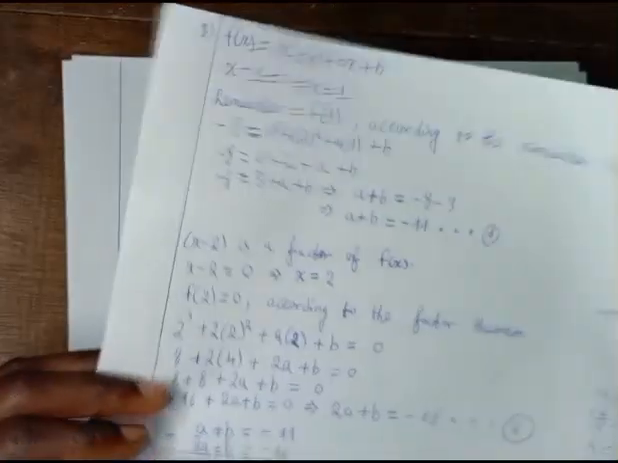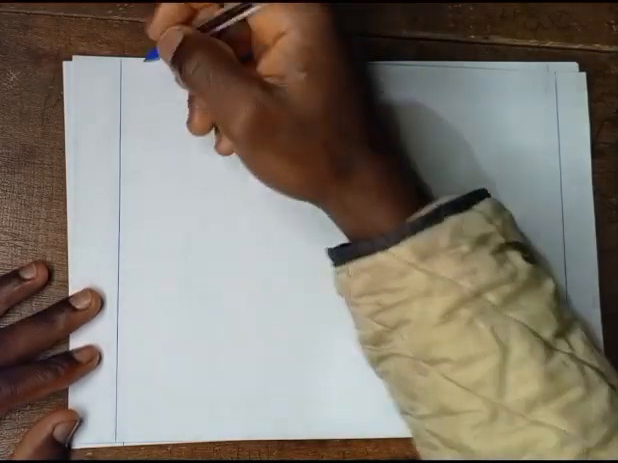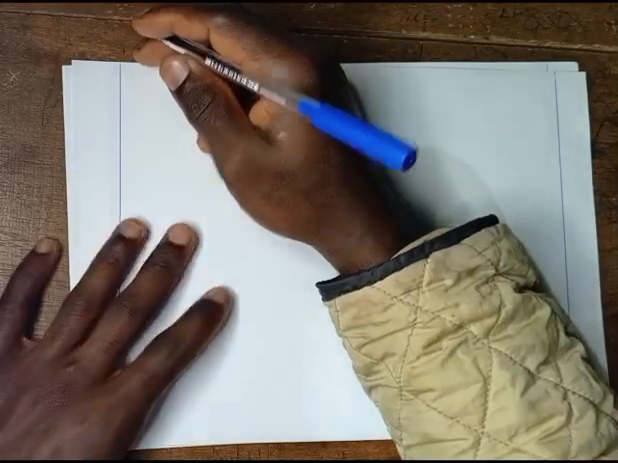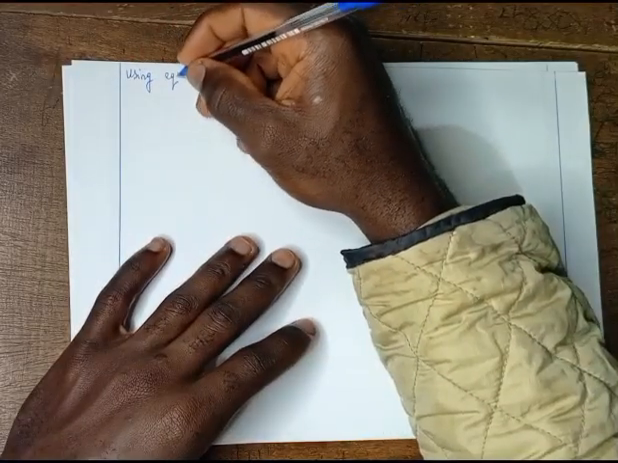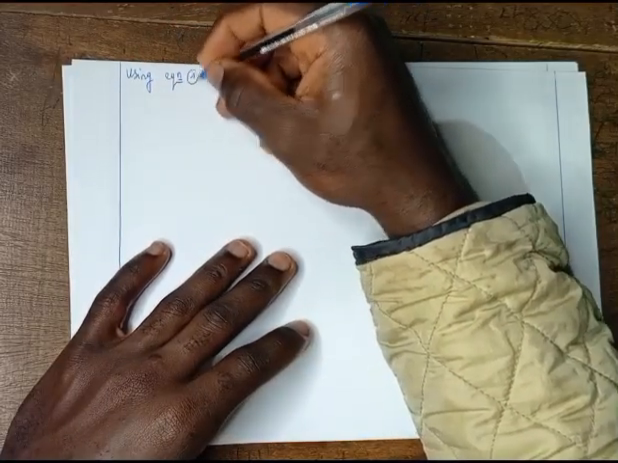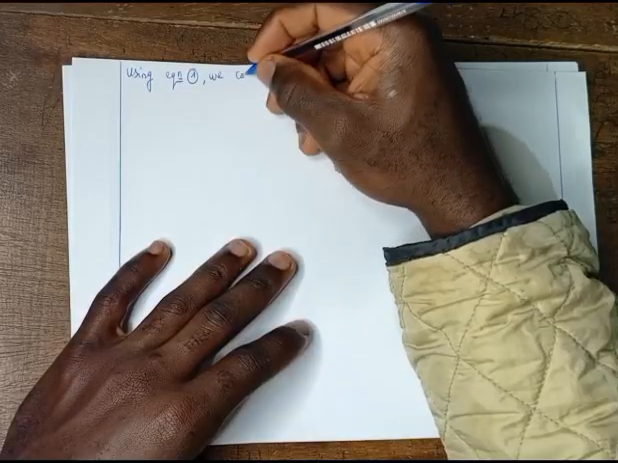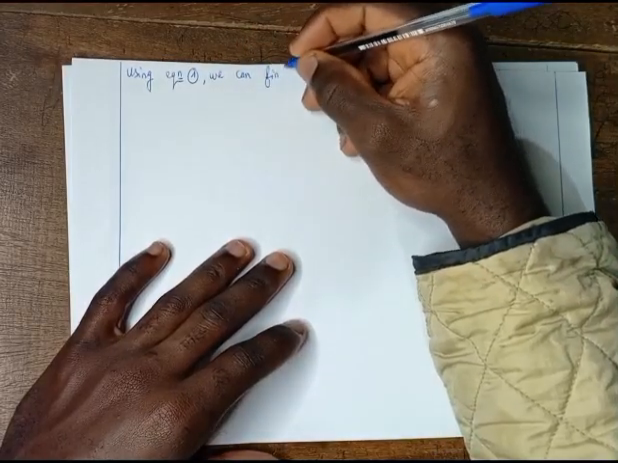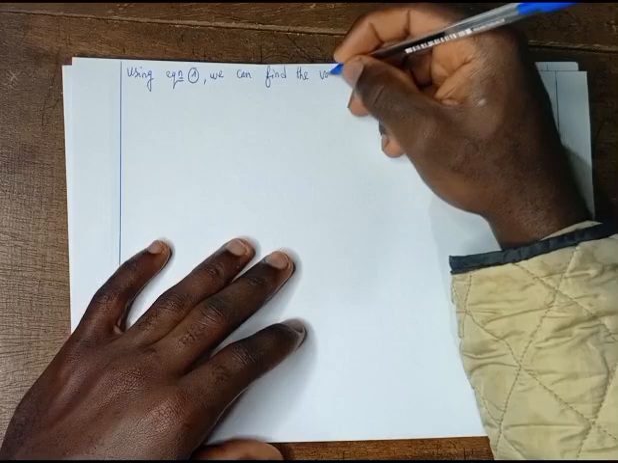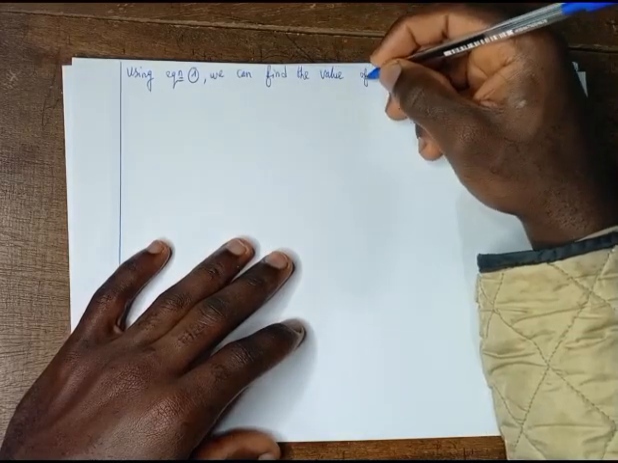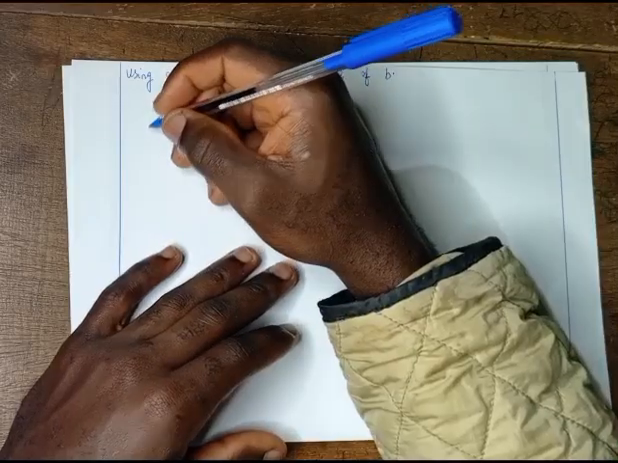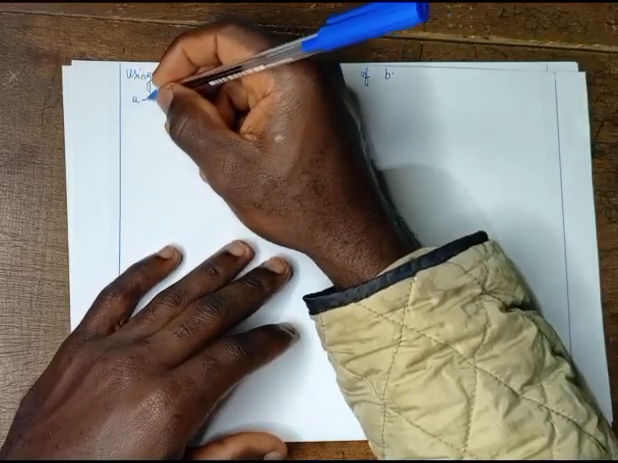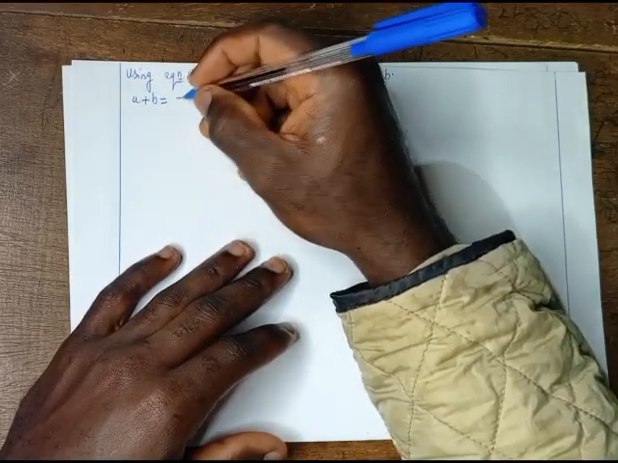Since we know the value for a already, it is very easy now for us to find the value of b by using equation 1. You can decide to use equation 2. Using equation 1, we can find the value of b. We know equation 1 is simply a plus b equal to negative 11.